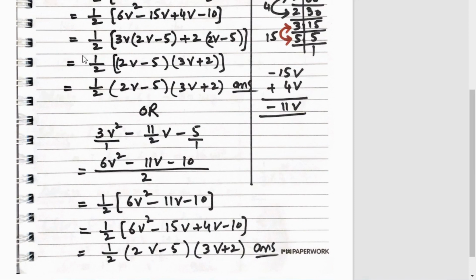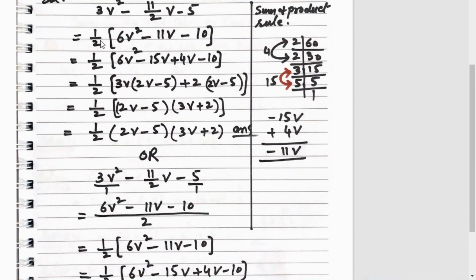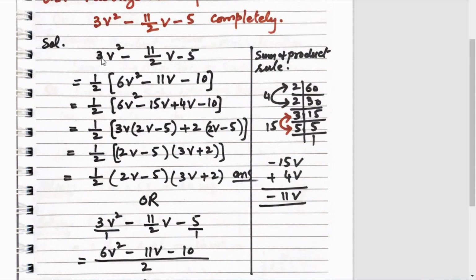Sometimes students don't understand how we take 1 by 2 common and why we are multiplying the whole term by 2. So those students, if they are good at taking LCM, they can take LCM. Before taking LCM, we will put denominators under those terms which are without denominator. The upper term is known as the numerator in a fraction. This is the numerator and 2 is the denominator. Similarly, 3v square is a numerator, and under every numerator there is a denominator 1.